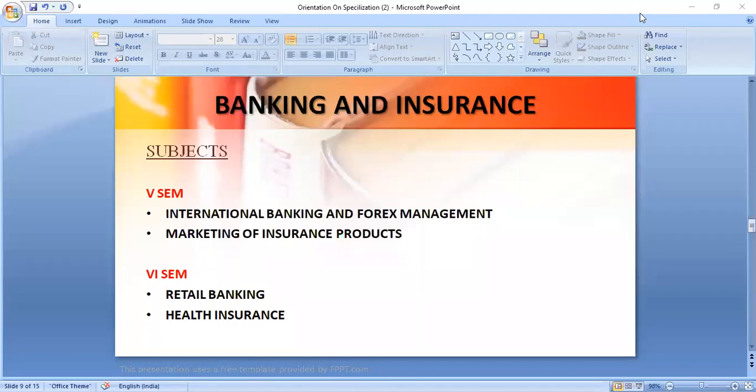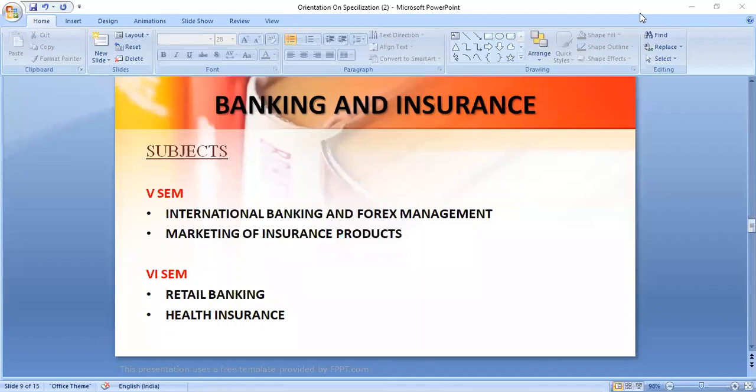Talking about marketing of insurance products, this is the second elective paper in your 5th semester. As I said, having learned a little bit of insurance salesmanship, you will be exposed to marketing in general. How does this completely intangible product called insurance work? What are the components which go into pricing of an insurance policy, whether it is general or life or health insurance?